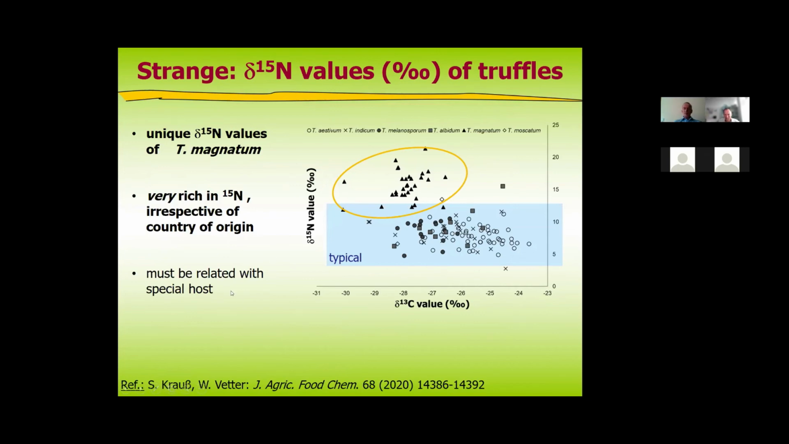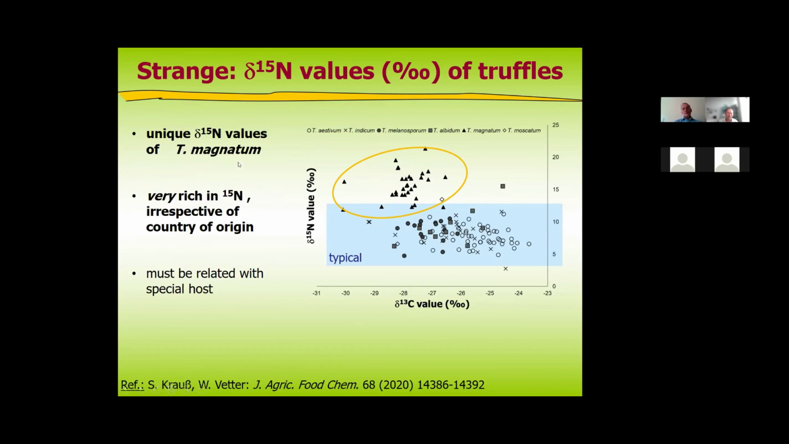Also, we had some values we cannot explain at the moment. If you look at the truffles and at the delta 15N values, we had typical values for 6 truffle species, which were all in the normal range of organic or natural soil. But there was something very, very special with the T. magnatum. That was much richer in 15N than the other species.